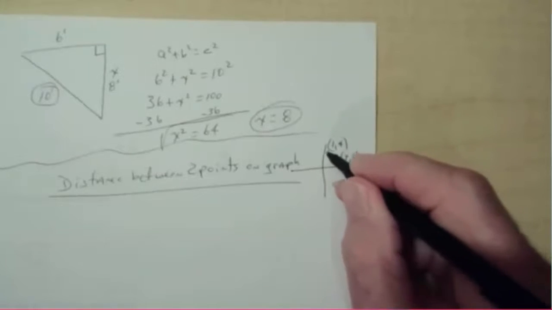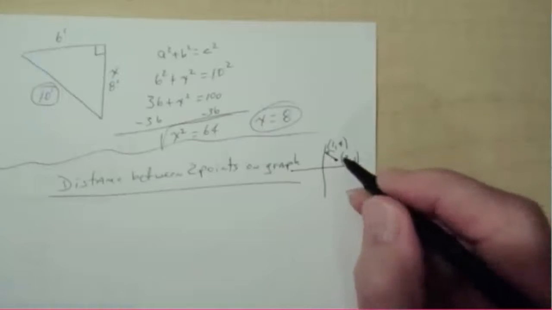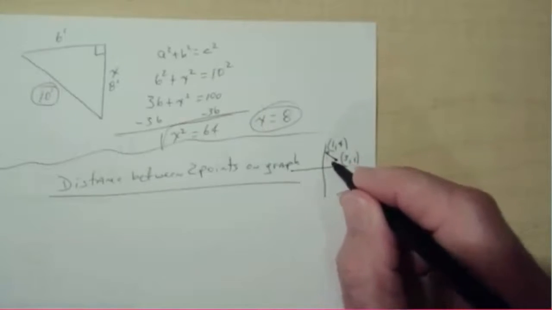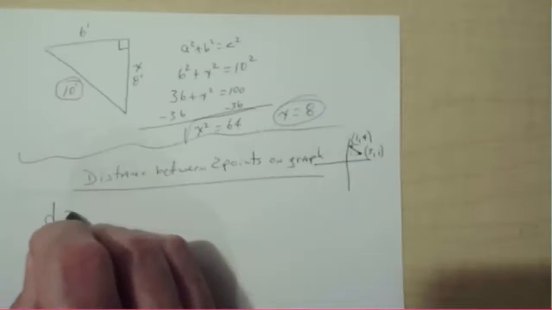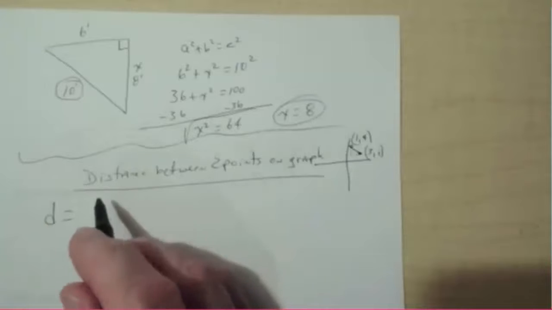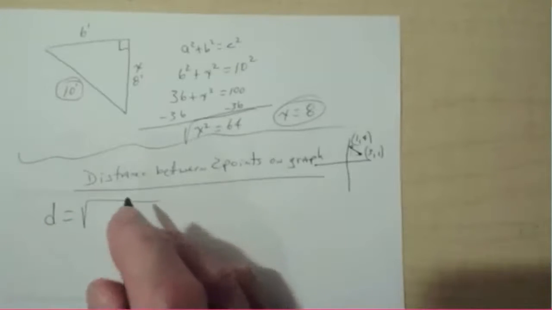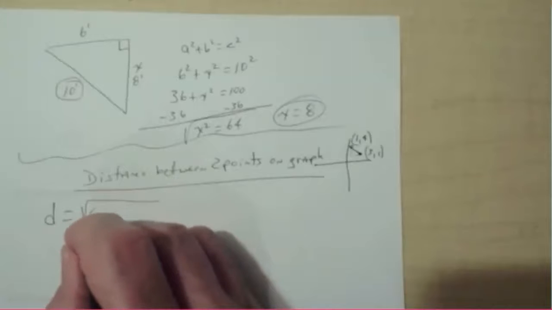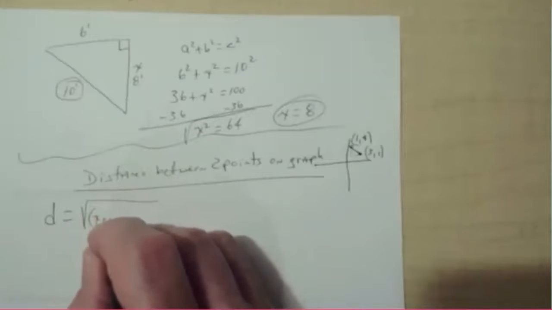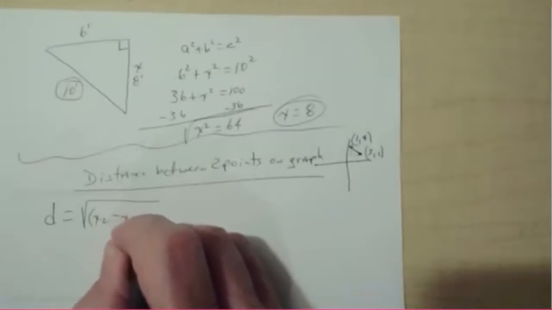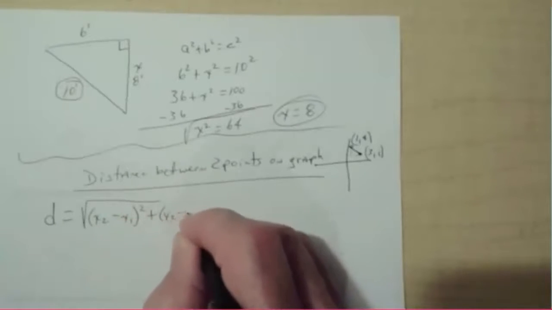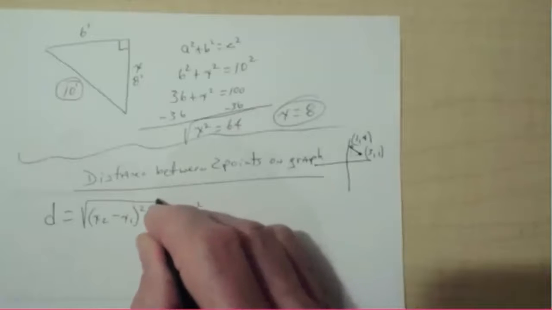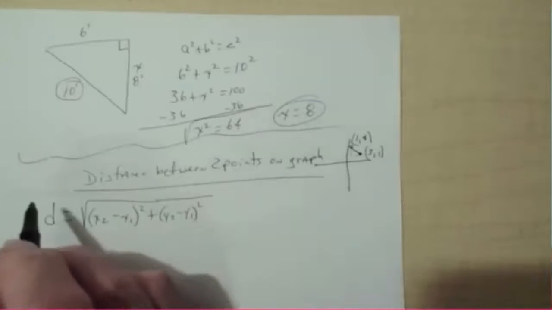Now we have a formula, but the formula is nothing more than the Pythagorean theorem. It's just kind of moved around some. And the distance formula, it looks real hard, but it's really very simple. It's the square root of (x2 minus x1) closed squared plus (y2 minus y1) closed squared. Okay, there's our formula.